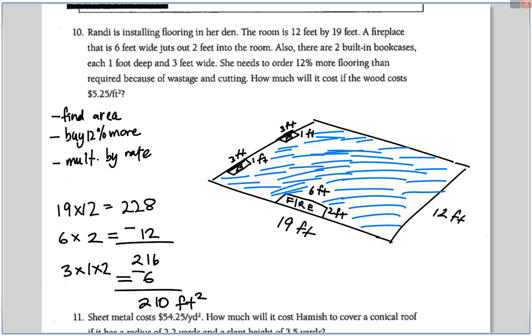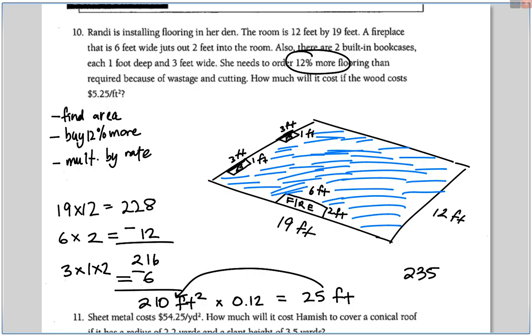You need to buy 12% more. So let's times this by 12%, 0.12. So 210 times 0.12 is 25. And there's like an extra decimal there. We'll just round it off. So add that on to your original amount. 25 plus 210 is 235 square feet. This is the total area you need to buy.